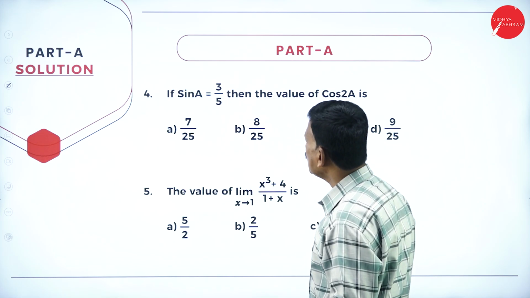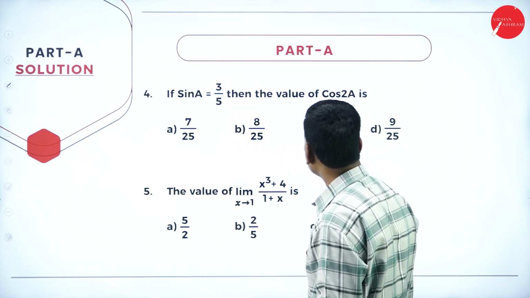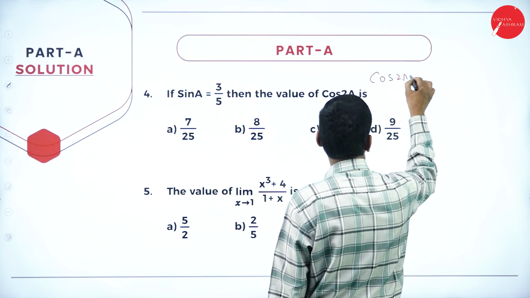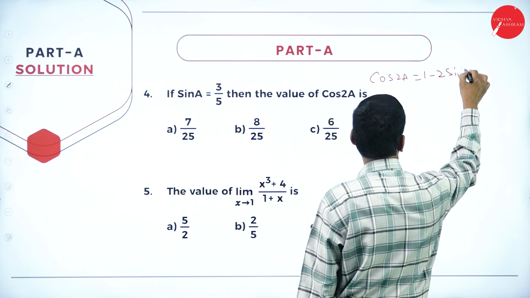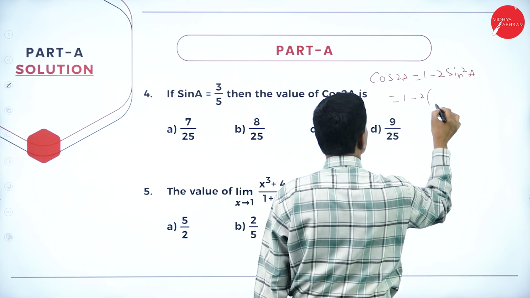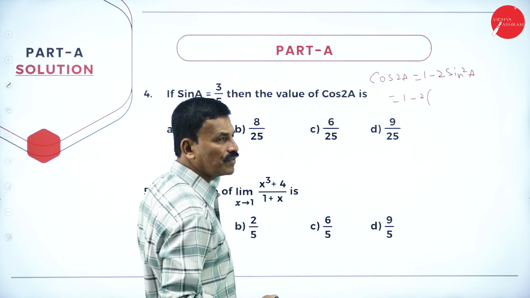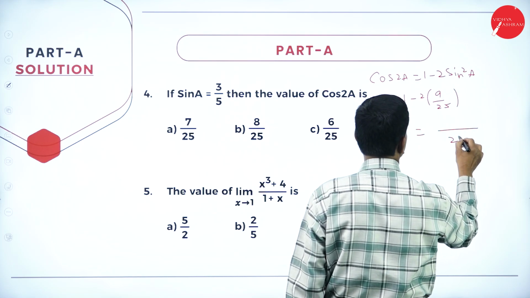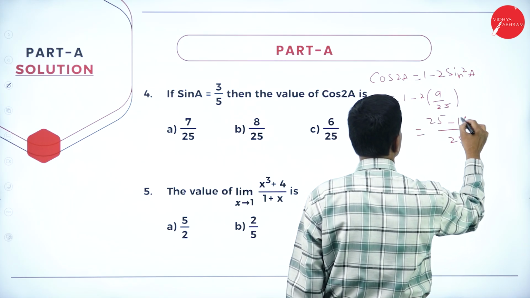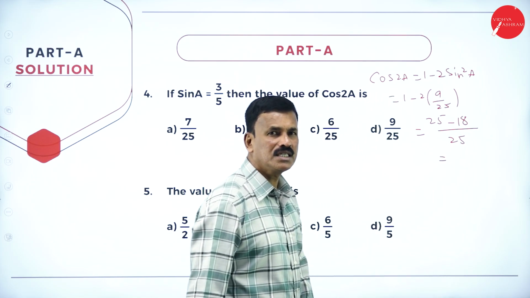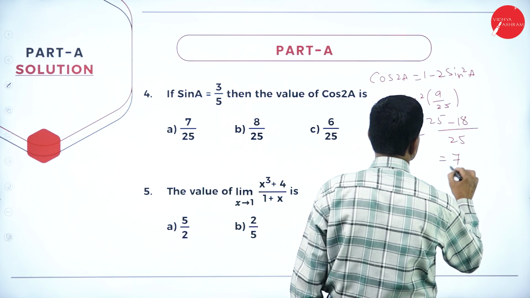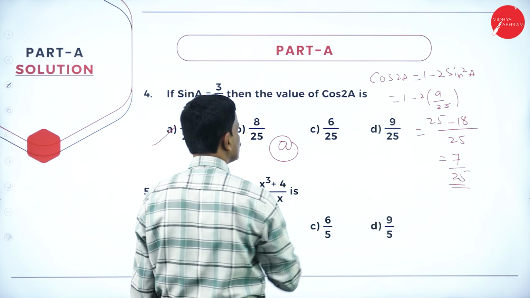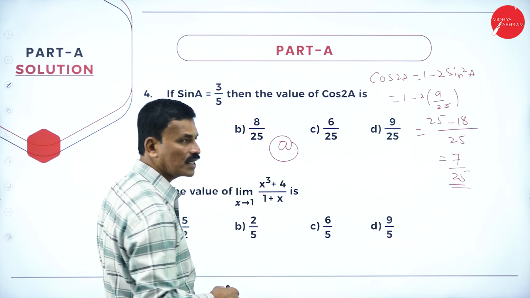4. If sin A is equal to 3 by 5, then find the value of cos 2A. So cos 2A is equal to 1 minus 2 sin square A. 1 minus 2 into, what is sin A? Sin A is 3 by 5. 3 by 5 whole square is 9 by 25. Take LCM, 25 is the LCM. 25 minus 9 twos are 18. What is 25 minus 18? 25 minus 18 is 7. 7 divided by 25 is the answer. So option A. A is the answer. That is 7 divided by 25 is the correct answer.